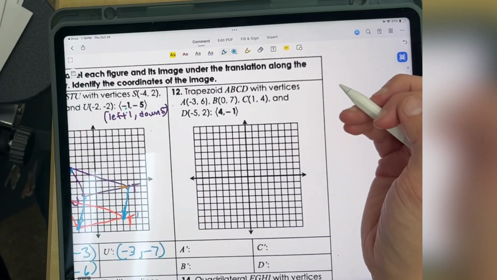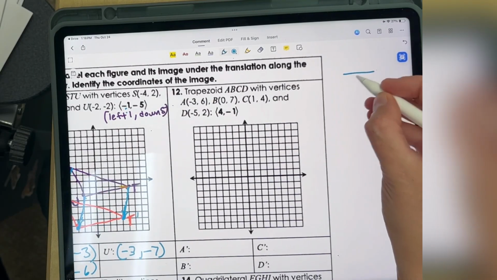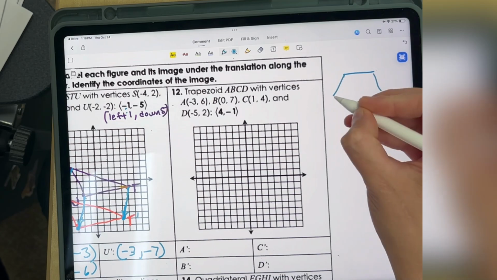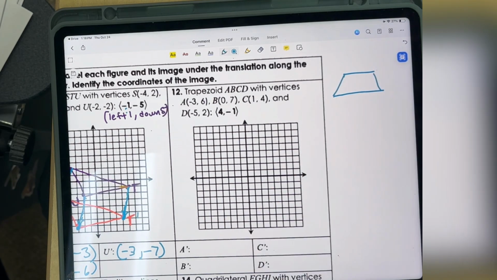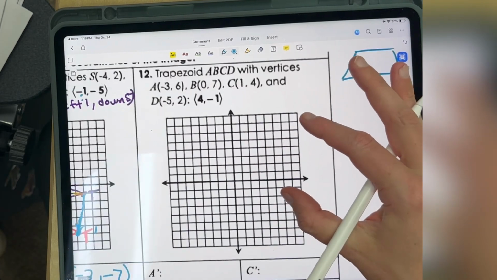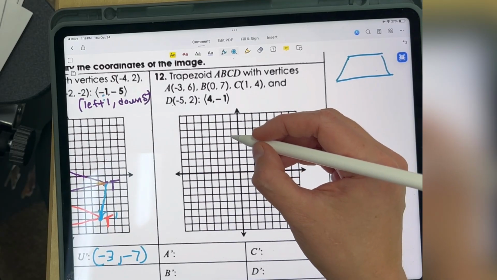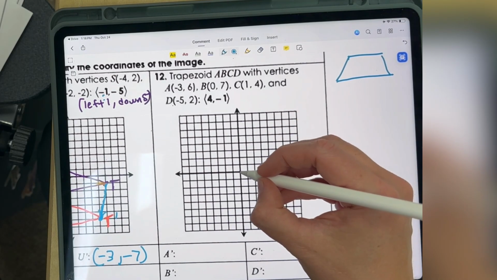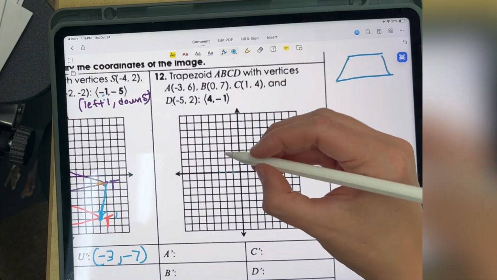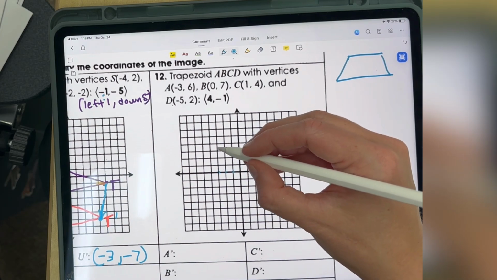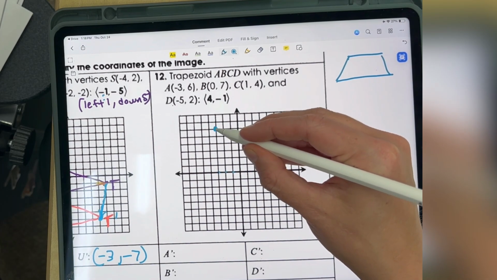Okay, this one's a trapezoid. If you don't know what a trapezoid is, it has 2 parallel lines and 2 non-parallel lines. It's a quadrilateral. It looks like that. So you have trapezoid A, B, C, D. A is at (-3, 6). So 1, 2, 3 to the left, up 1, 2, 3, 4, 5, 6, right there.